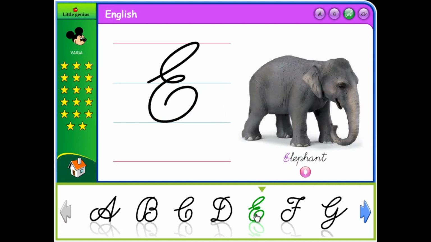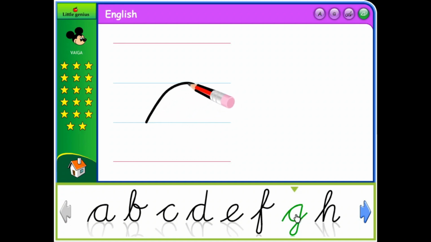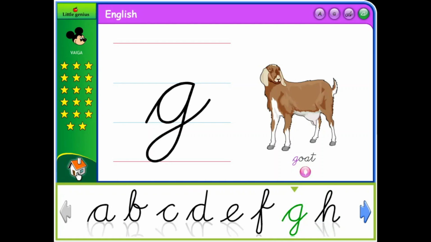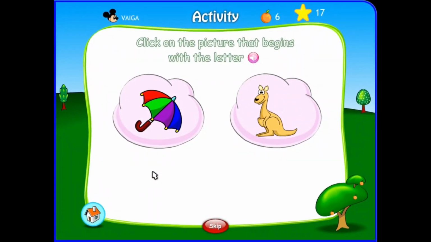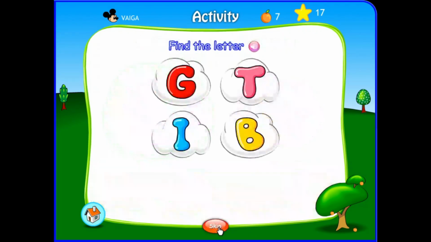E for elephant. G for grapes. Goat. Click on the picture that begins with the letter U. U for umbrella. Find the letter I.